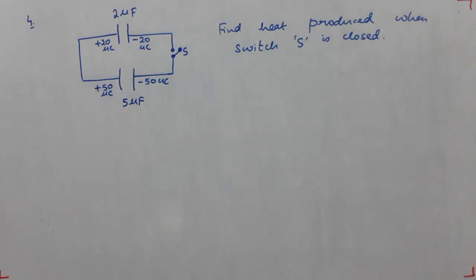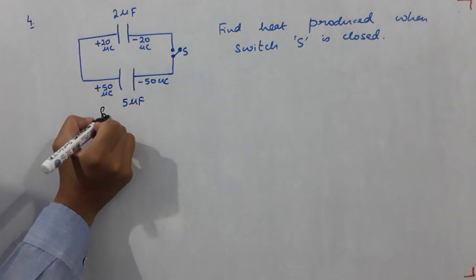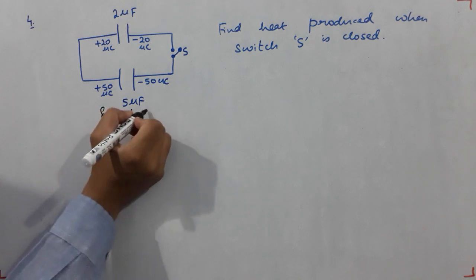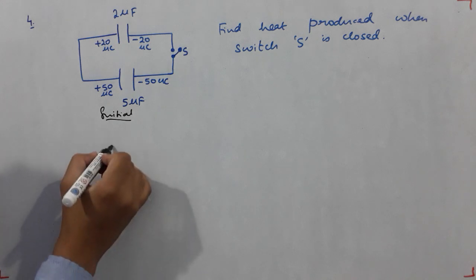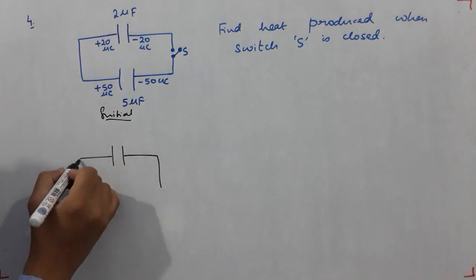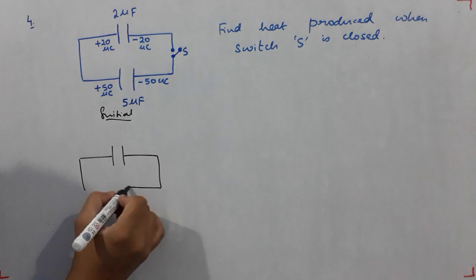Question number 4. There is a circuit given here comprising two capacitors and a switch S. The question is, find the heat produced in this circuit on closing the switch S. So this is the initial case, initial figure. The final figure will be something like this. This switch will be closed.